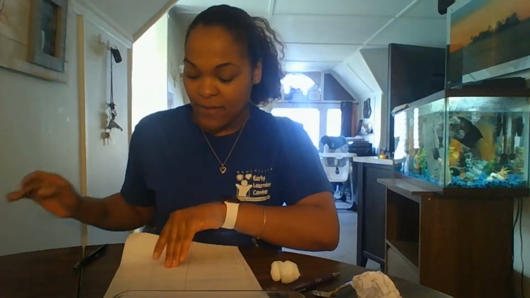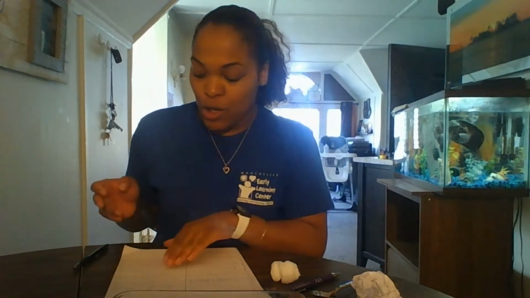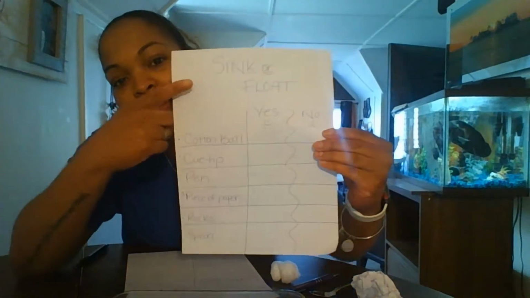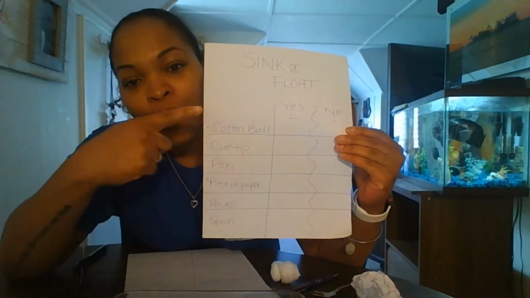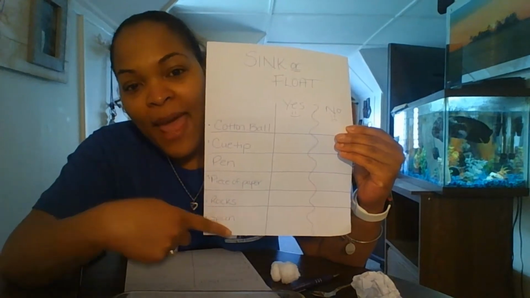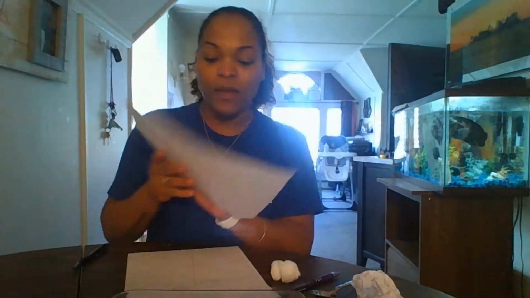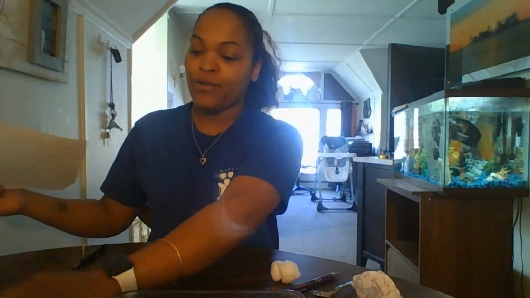right. So for our sink and float activity, besides the materials, you will need to make two charts. So the first chart lists the title, your items here, and then whether or not you believe your items will sink or float.